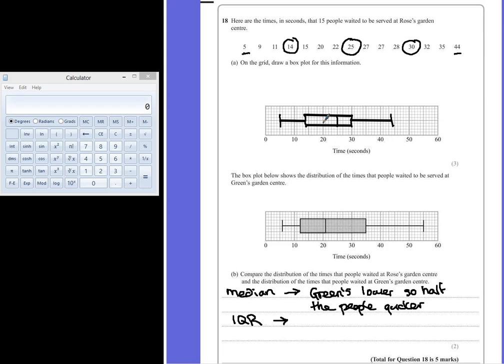Now the interquartile range, which is the length of the box, the distance between our 2 quartiles. In this case, Rose's Garden Centre has a smaller interquartile range, which means that the times were actually a lot more reliable, they were closer together. So, interquartile range, the comment that we could give for this is that Rose's has a smaller interquartile range, so the times are more concentrated and consistent. The smaller the interquartile range, more of the data is packed together closer, which means slightly more reliable or consistent.